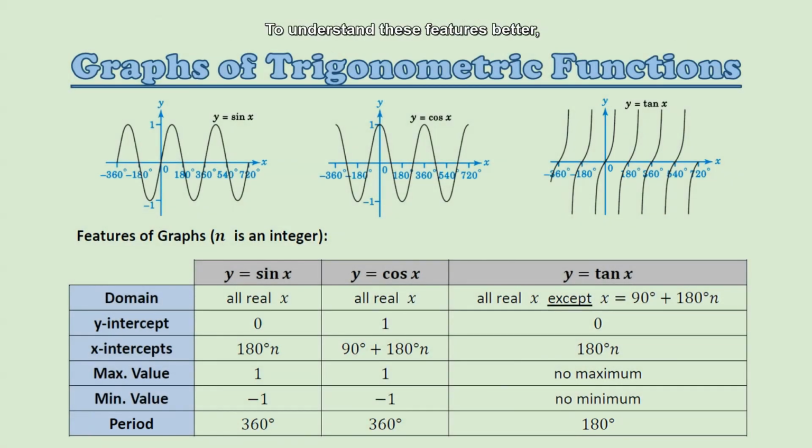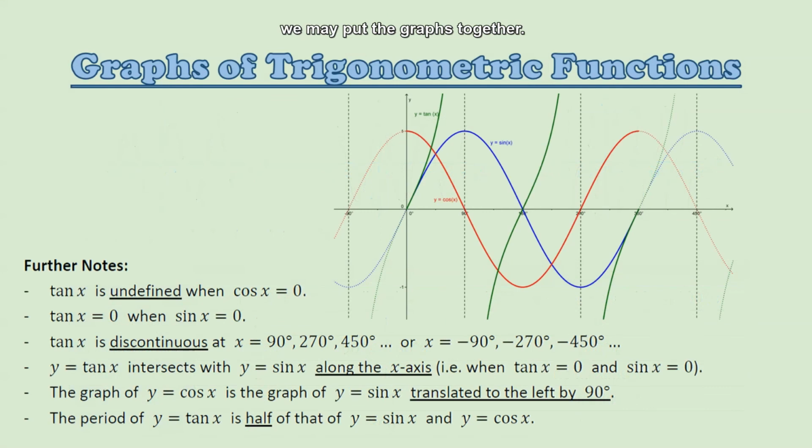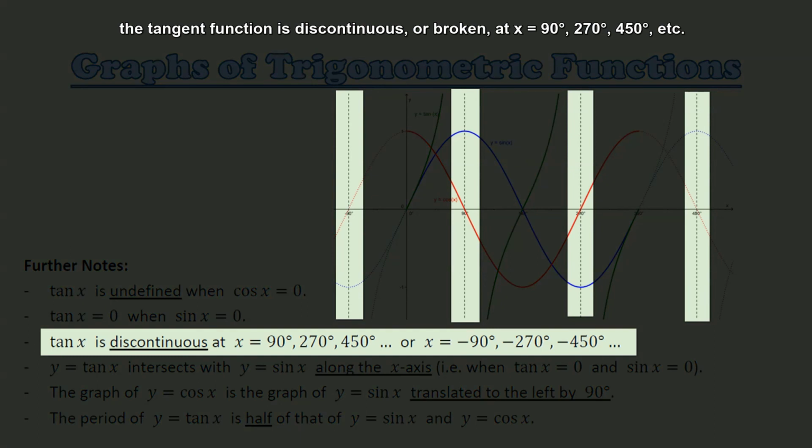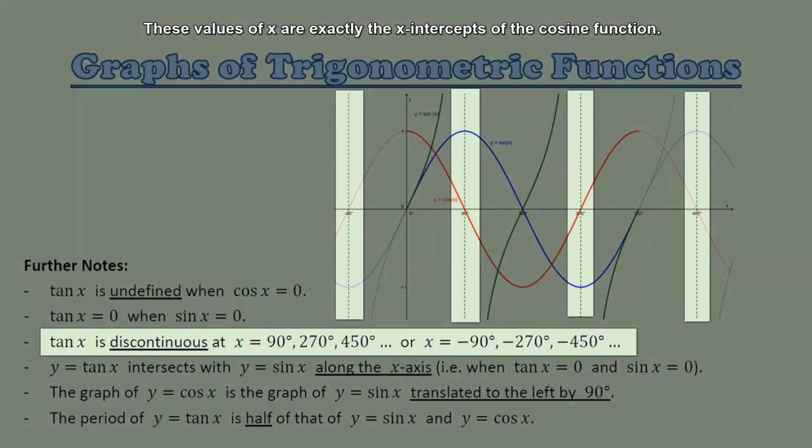To understand these features better, we may put the graphs together. Here the blue one is the sine function, the red one is the cosine function, and the green one is the tangent function. Now as we can see, the tangent function is discontinuous or broken at x equals 90 degrees, 270 degrees, 450 degrees, etc. These values of x are exactly the x-intercepts of the cosine function.